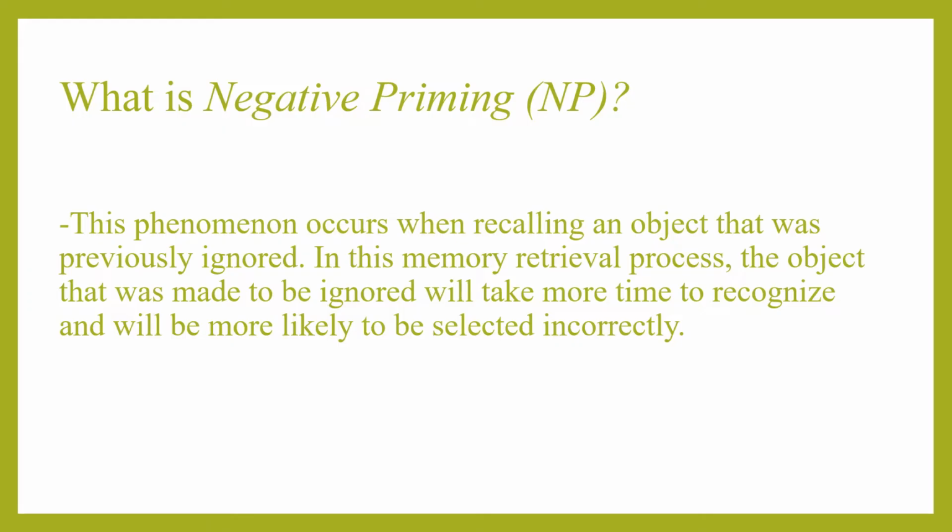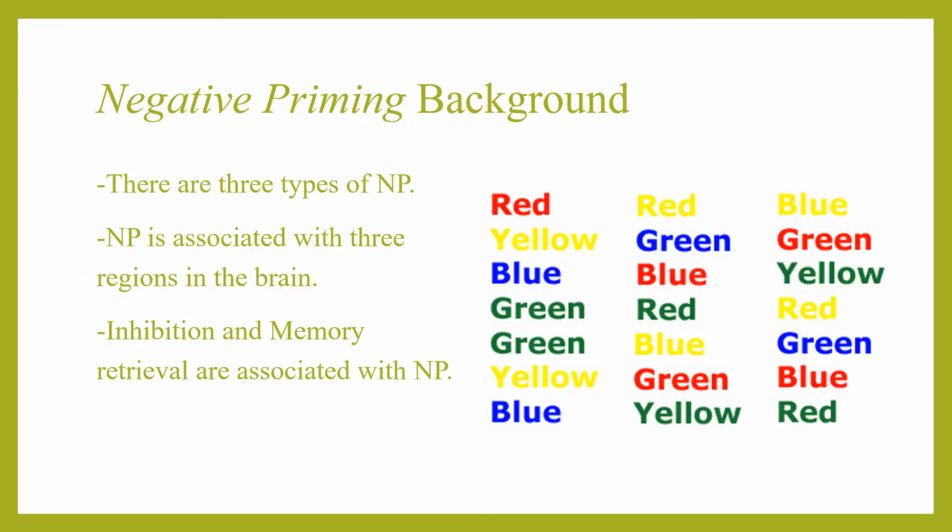What is negative priming? In this memory retrieval process, the object that was made to be ignored will take more time to recognize and will be more likely to be selected incorrectly than a non-ignored object. Negative priming involves two cognitive processes: inhibition and memory retrieval. There are three types of negative priming: identity, spatial, and temporal.